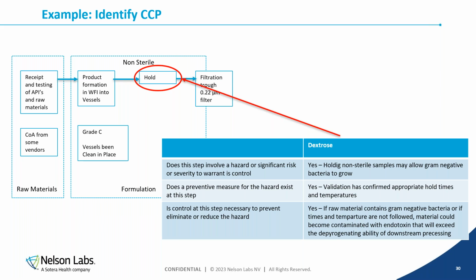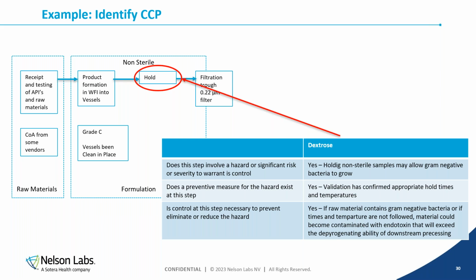Yes. When there are gram-negative bacteria present and you have a lot of humidity, and we have water for injection in our product, that is actually a good base for letting gram-negative bacteria grow. So the answer to this first question is yes. Does a preventive measure for the hazard exist at this step? Yes, because in our case, and that's quite logical to do, we have to validate this holding time. How long can we hold? At which temperature can we hold to have the bacterial growth under control? So we have a preventive measure.